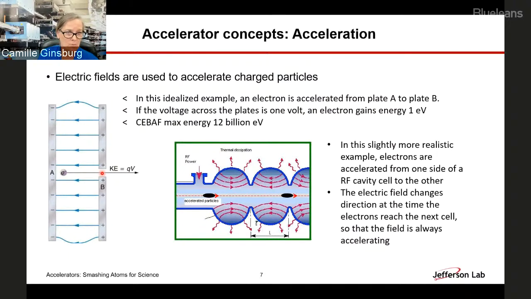So CEBAF maximum energy is 12 billion electron volts. So we need 12 billion of these to get 12 billion electron volts.